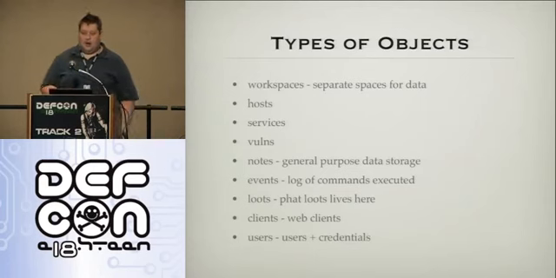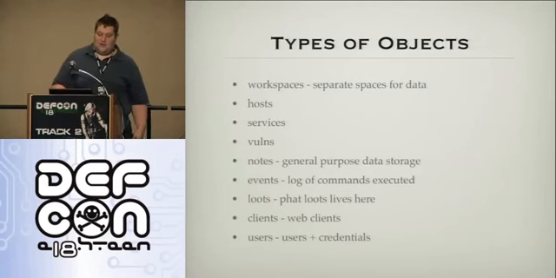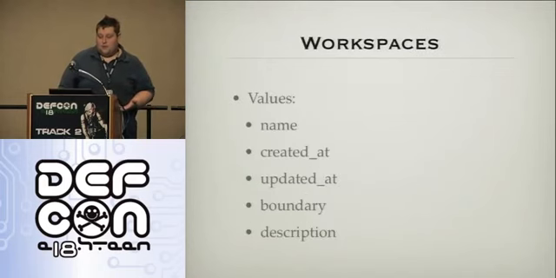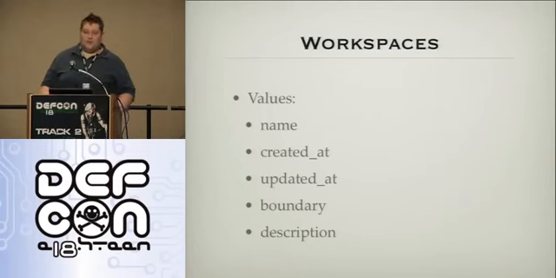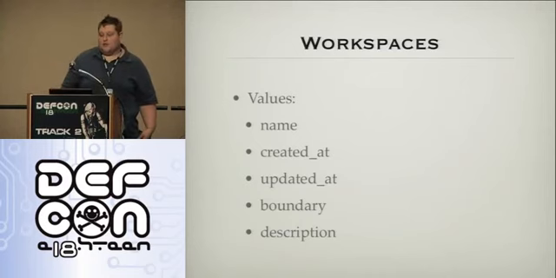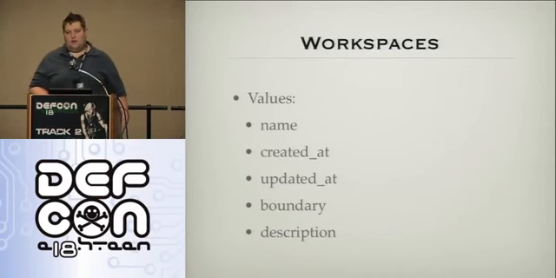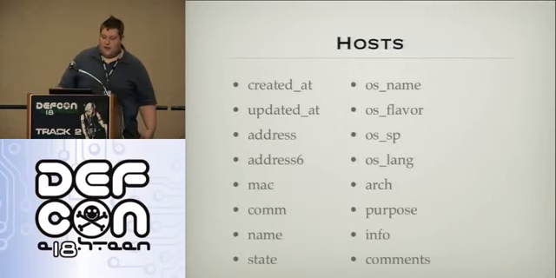The host is pretty self-explanatory, services, vulns, and I'm going to go into these for just a second a little bit deeper. So the workspaces are pretty much just labeled by name. The name is arbitrary. It keeps some information about when it was created at, and there's a description field to allow you to give it a more descriptive label, like, you know, Ryan's pen test from 2009.